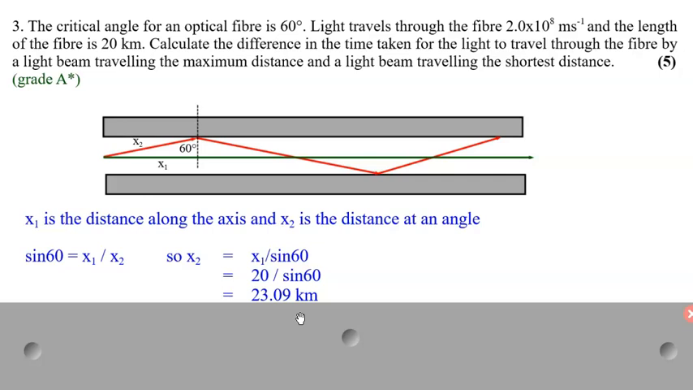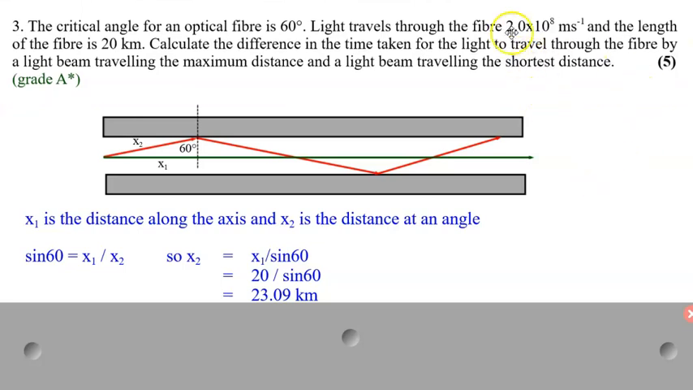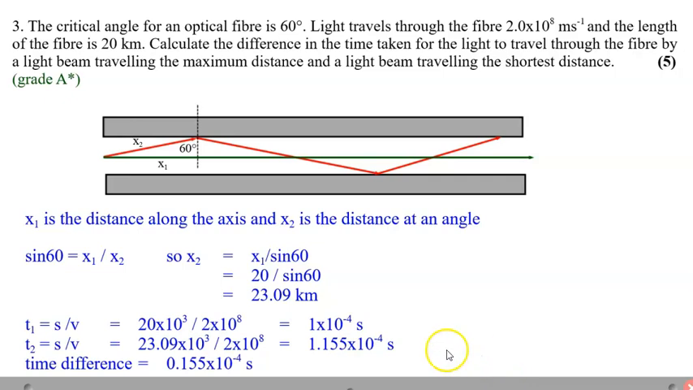So I've worked out the difference in distances between the shortest distance, which we knew was 20 km, and the longest distance, if we have a critical angle of 60, is 23.09. We need to use this value here, so be careful. Some students in the exam might have thought the speed of light is 3 times 10 to the 8. Well, it's slower, and we're told what it is. So I can then do a couple of calculations. v equals s over t, make t the subject, t equals s over v.